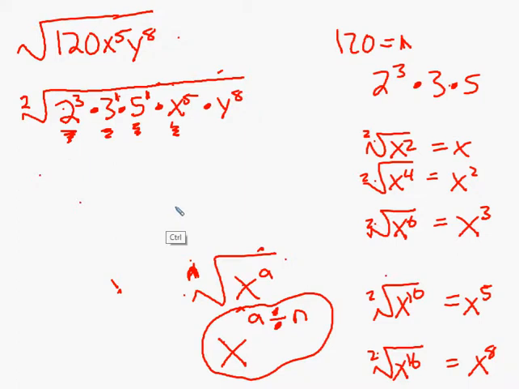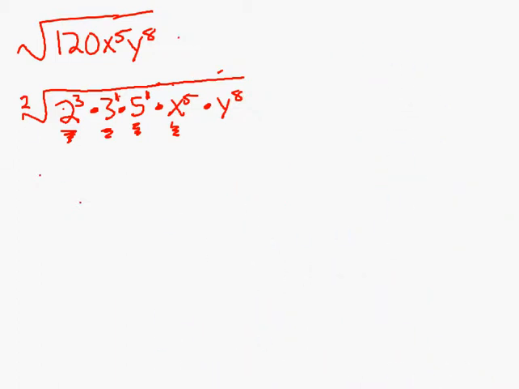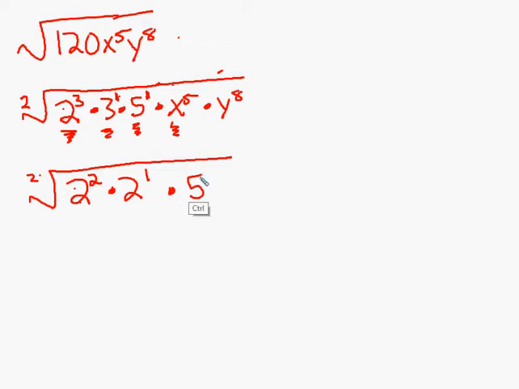But from our rules of exponents, what would be 2 squared times 2 to the 1? What do I do with my exponents? Add them. And I get 2 cubed, right? So I'm going to erase all this stuff and work that backwards. I need this to be divisible by 2, so I'm going to split 2 cubed up into 2 squared times 2 to the 1 times 5. I skipped 3, so get the 3.